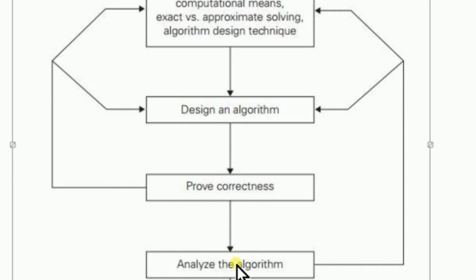Sometimes what happens, we will think that it is correct, but while analyzing the algorithm, we will find there are some problems. Again you have to go back. Once again you have to think of computational means, and once again you have to design it. Once again you have to come back. So this is not a single process. You may have to go on this way many times.